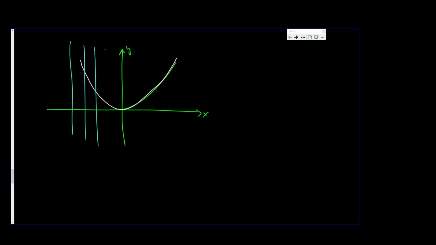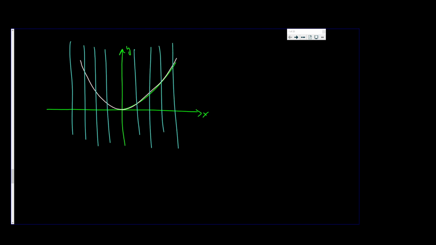This here is a function: y equals x squared, or whatever this graph is. This is a function. Why? Because it passes the vertical line test. No matter which vertical line I draw, it doesn't cross the graph in more than one place. Okay, so f of x is a function.